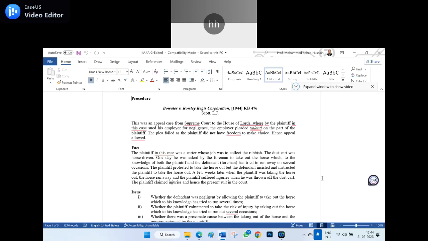Consent, free consent has been given. Voluntary consent is given. Agreed to undergo the repercussions and injury also. Consequences. So, voluntary free consent is given on the part of the plaintiff. Because if you don't give the consent, you are not going to get the employment.